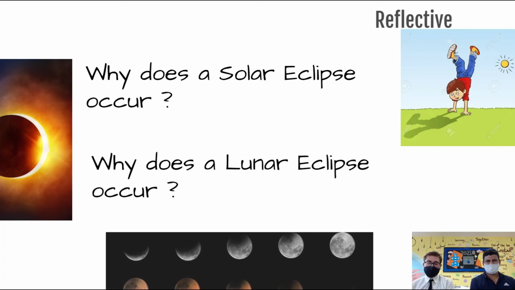who disappears. Does the moon disappear, or does the moon have a shadow on the earth? Okay, so a solar eclipse is when the moon has a shadow, and a lunar eclipse is when the earth has a shadow on the moon.